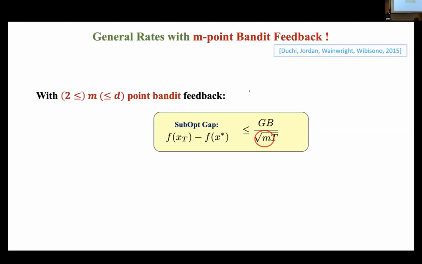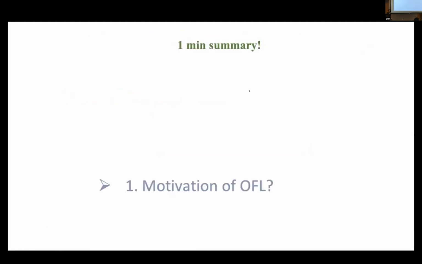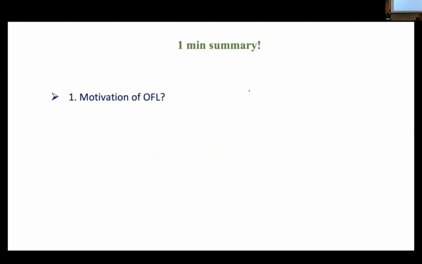Okay, so let me summarize very quickly. What we have seen is the motivation of this online optimization problem, and why distributed optimization is important, because we have to accumulate data. We need more data to train our models, and the data distributions can change over time. The function sequence can change over time. So that's the motivation for online federated learning.